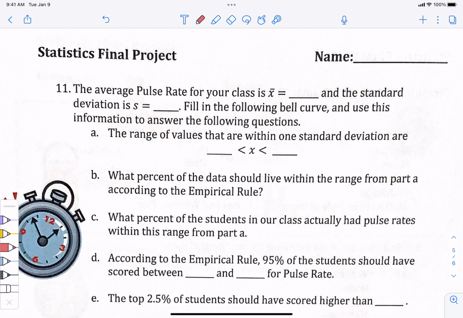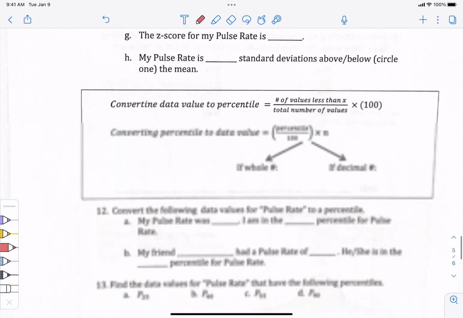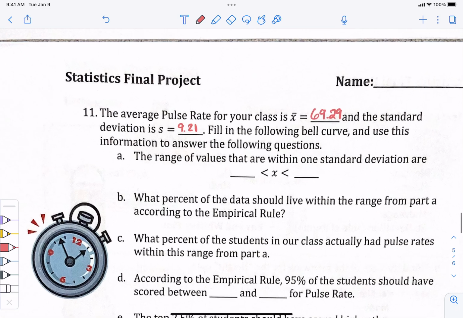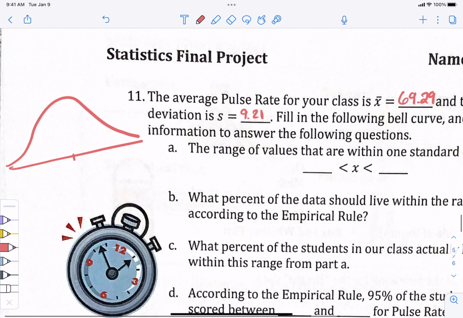The average pulse rate for your class, I gave it to you on the sheet. What's the average pulse rate for your class? 69.29. And the standard deviation is 9.21. Fill in the following bell curve and use the information to answer the following questions. Should we do this part together? Sure. Okay, what goes in the middle?